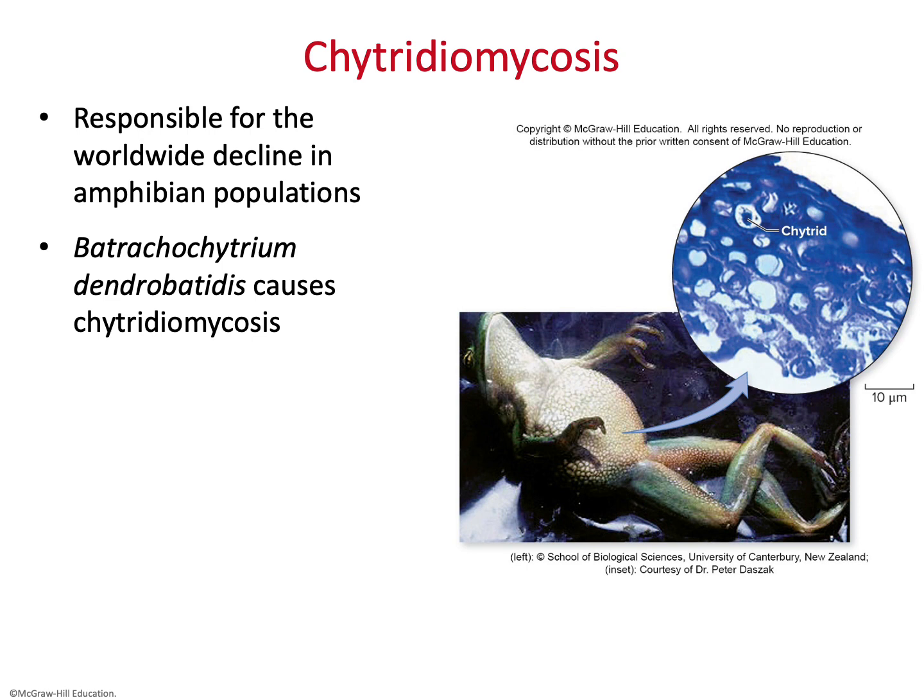This is chytridiomycosis, which was first identified in 1998 as an emerging infectious disease of amphibians. Because of this, amphibian populations have been declining worldwide for over three decades. Scientists discovered this chytrid, Batrachochytrium dendrobatidis, encased in the skin of amphibians.